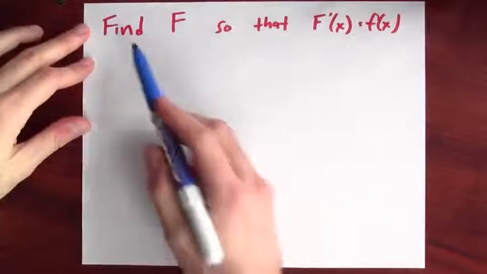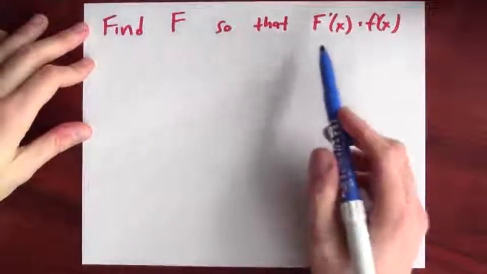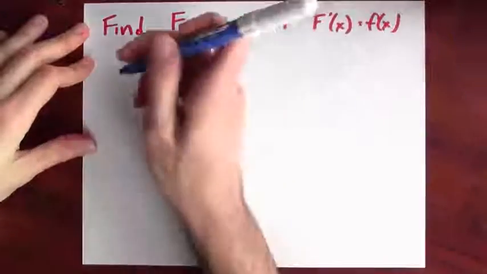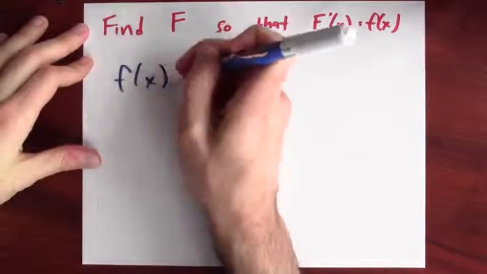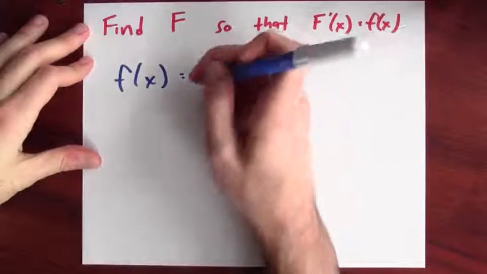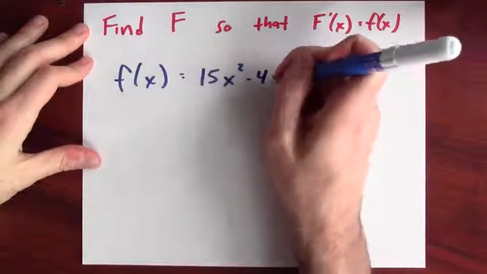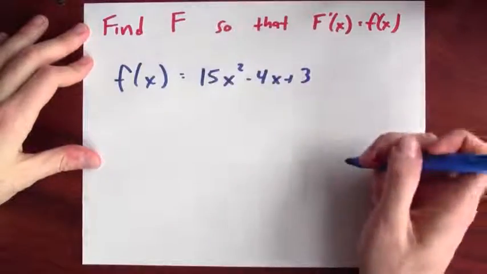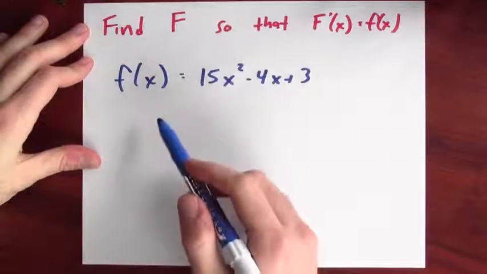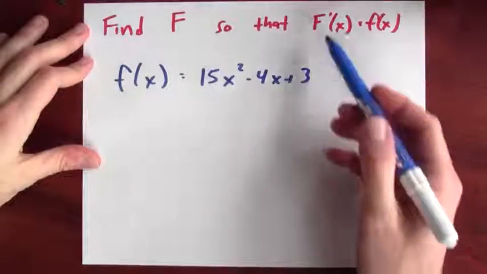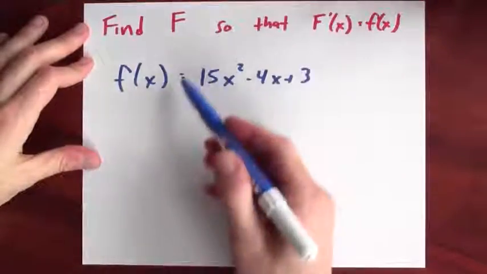For example, let's suppose I want to find a function big F so that the derivative of big F is little f, and maybe little f is a polynomial, like maybe little f is 15x squared minus 4x plus 3. So I'm really asking for an antiderivative of little f. I'm asking for a function whose derivative is this polynomial. We can totally do this.